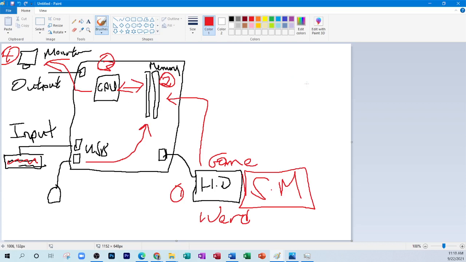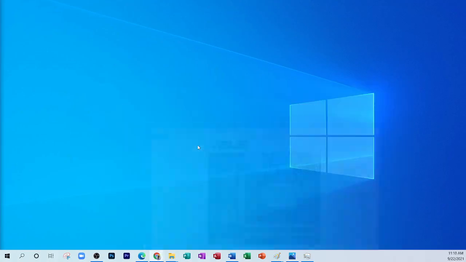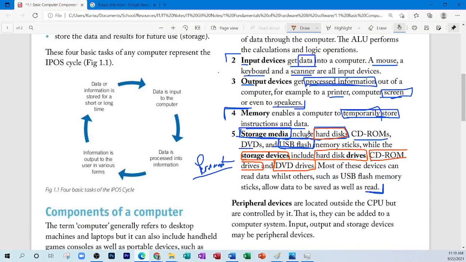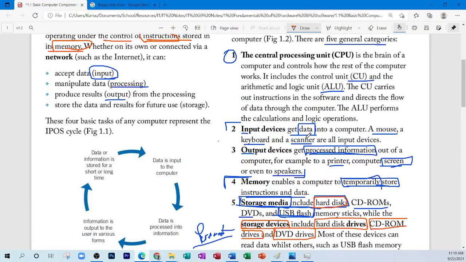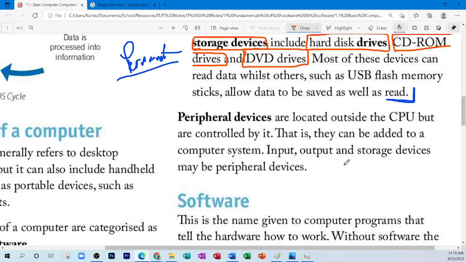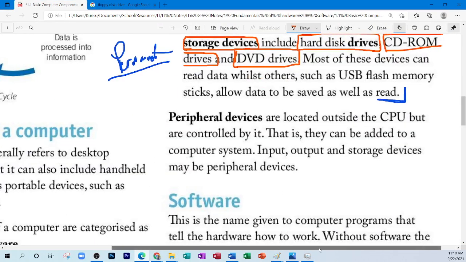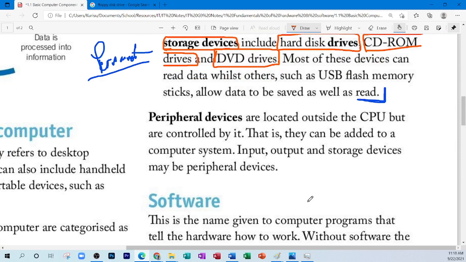Alright, is there anyone with any questions on the diagram? Anything that we need clarifications on? Anything that you didn't understand? Now's the time. No, sir. Alright, let's go back to our notes then. So we should have an idea now as to how a computer functions.